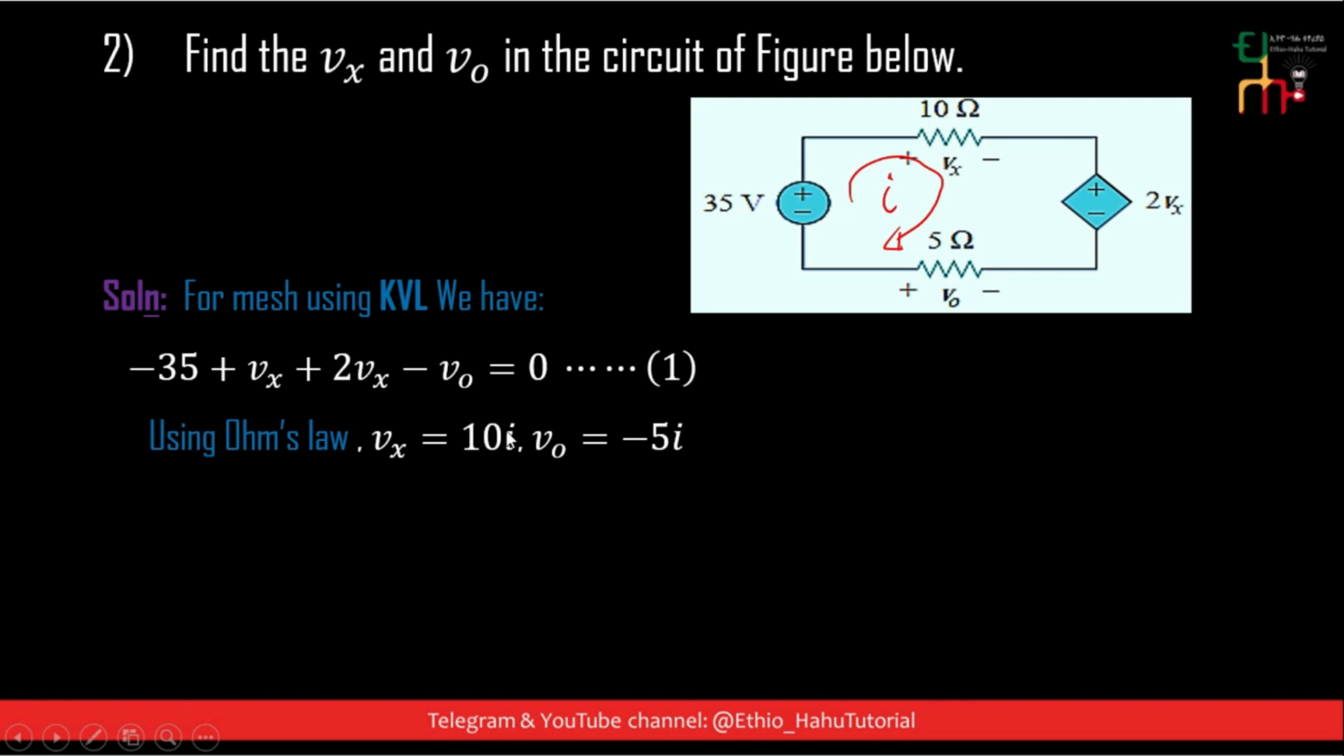Vx is equal to 10 times I, and V0 means the voltage drop across this resistor, but it has what? Opposite polarity. Since the current is entering in this direction, but this V0 is from this direction, so this V0 means voltage drop across this 5 ohm resistor in opposite polarity, which is minus 5 times I እናገኛለን ማለት ነው። ስለዚህ የVx እና የV0 ቫልዩ ኢኩዌሽን 1 ላይ ሰብስቲቱት ሳደርግ ምን እናገኛለን?